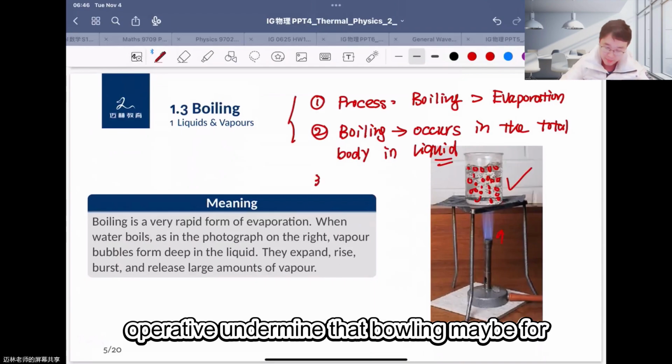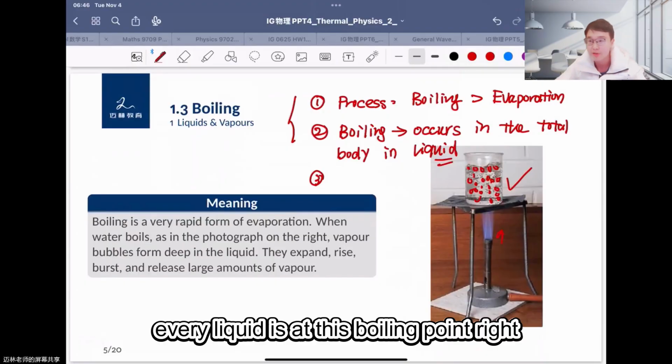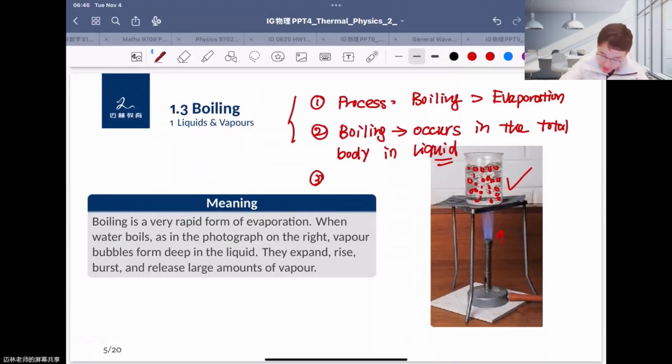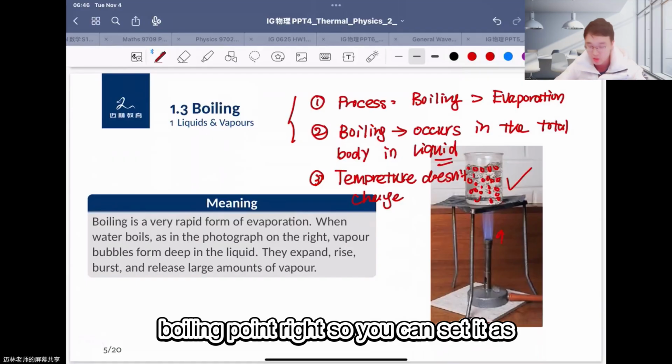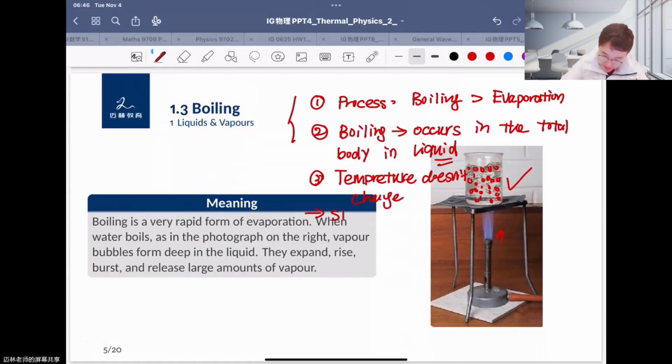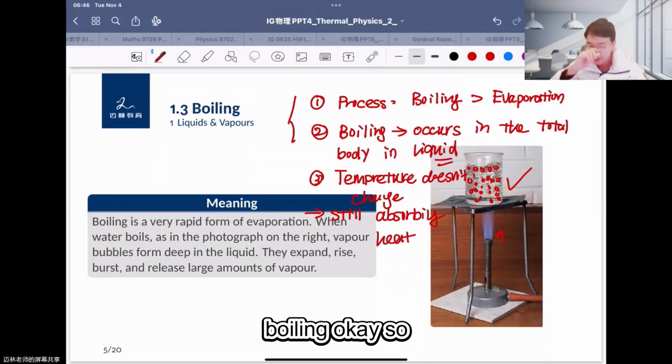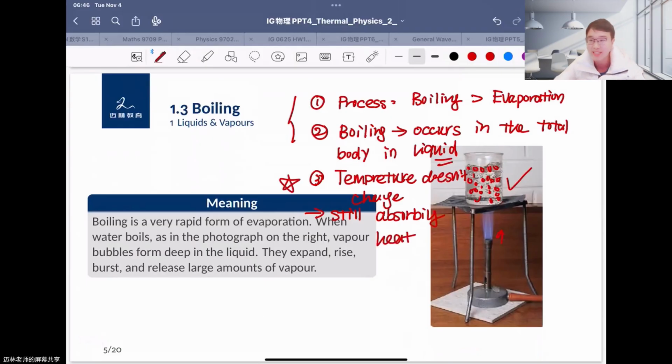And remember that boiling for every liquid happens at its boiling point, right? So here the temperature doesn't change, but it still needs heat to remain at the boiling point, right? So you can say it is still absorbing heat, okay? This is for boiling. So please remember the third property right here, okay?